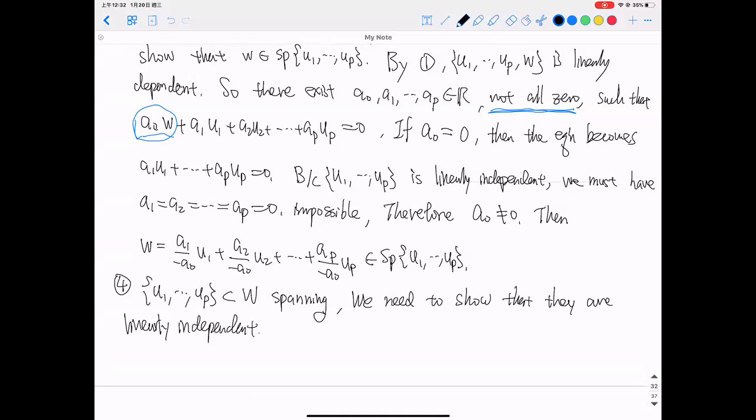Okay, so how do we do that? There's essentially only one approach for deciding whether a collection of vectors is linearly independent or not, right?